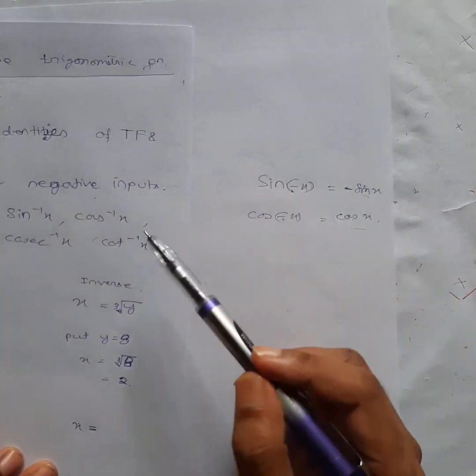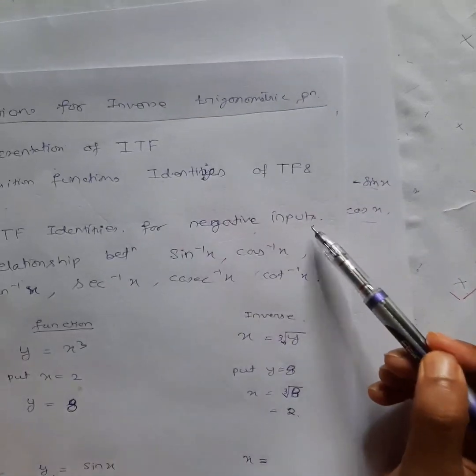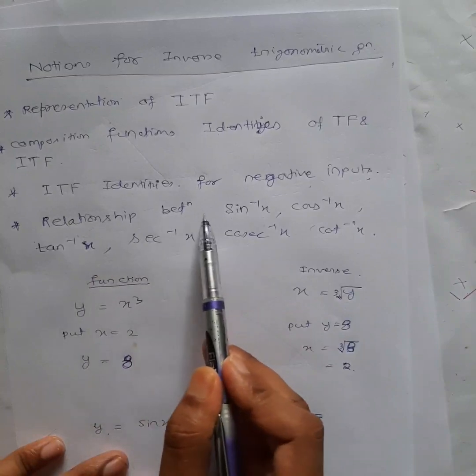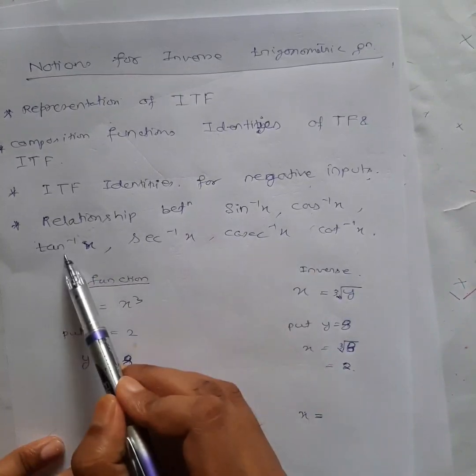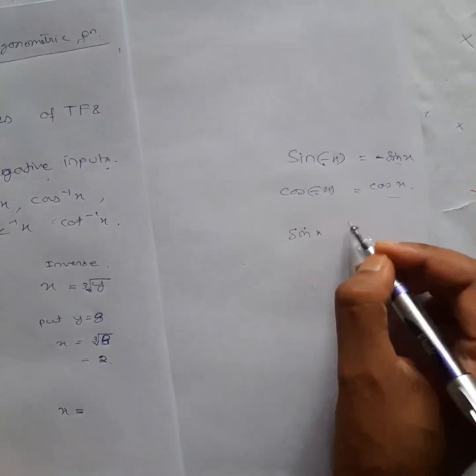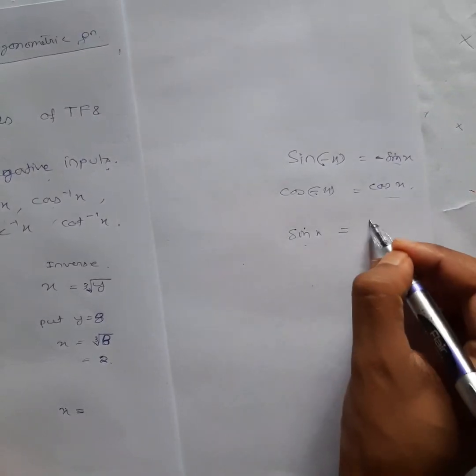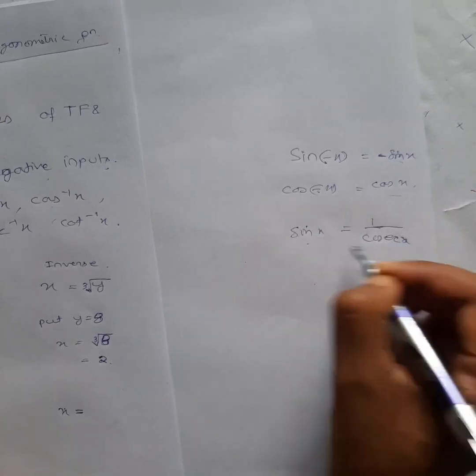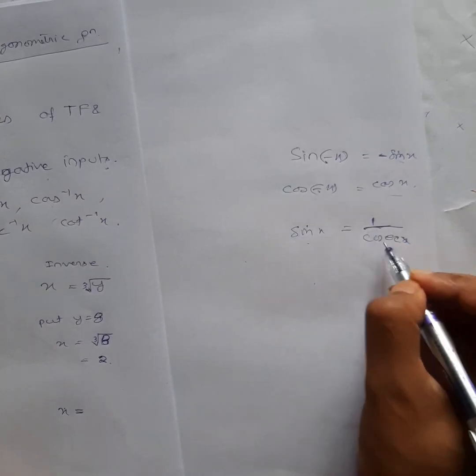In the same way, for inverse trigonometric functions also we have some identities, so we will discuss that. Next will be the relationship between sine inverse, cos inverse, tan inverse, these things. Like for example, sine x, normal trigonometry, what we used to write. Sine x, I can write as 1 by cosec x, right?